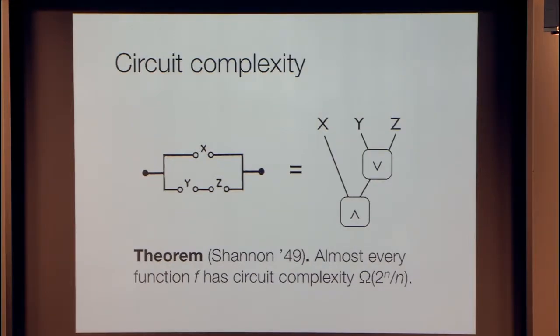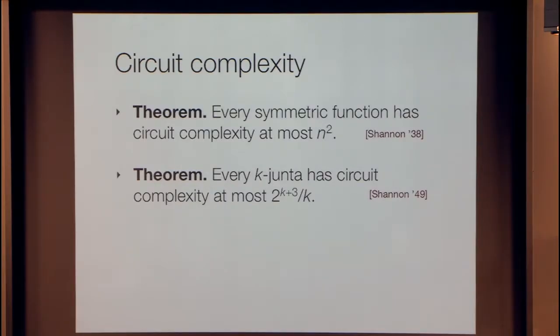In the second part, he says this doesn't really make much sense empirically because on a day-to-day basis, all the functions I see have much smaller circuit complexity. Why is that? The first thing he points out, which was actually based on earlier work, is that oftentimes it's because the functions we try to implement are symmetric. And if your function is symmetric, you don't have exponential circuit complexity. You have only n squared is enough.